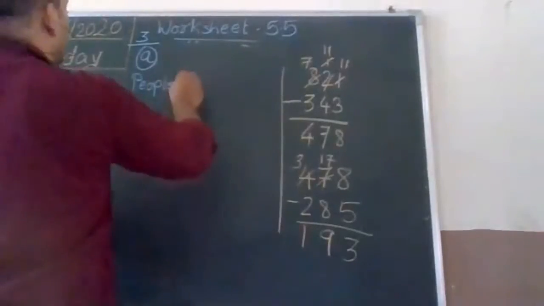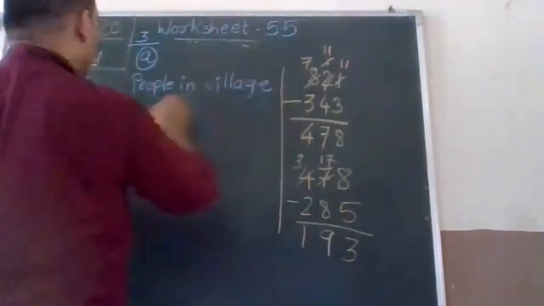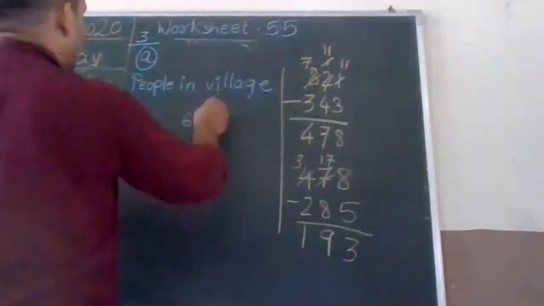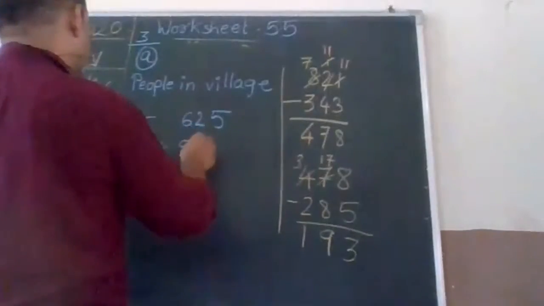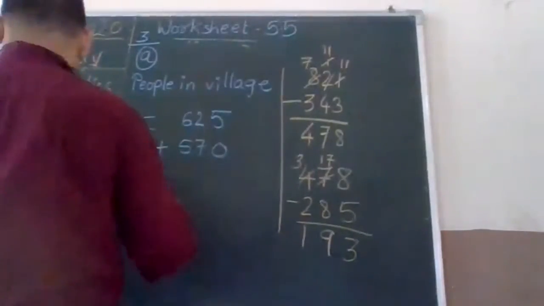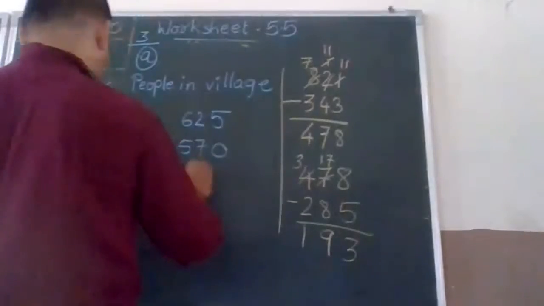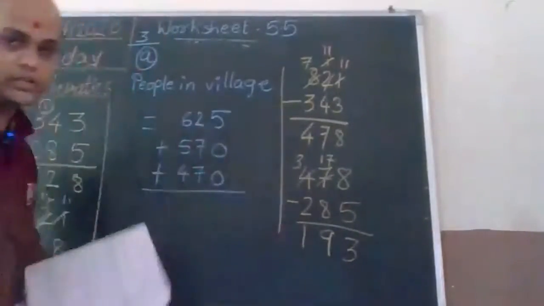Problem number 3, question A. How many men, women and children are still left in the village? So first, people in village you will have to find. People in village is equal to number of men, that is 625 plus 570 women plus 470 children. Find the addition of these three.